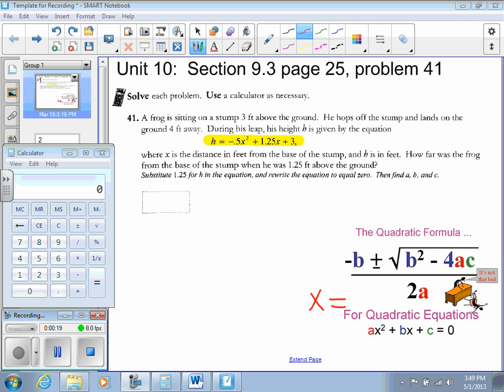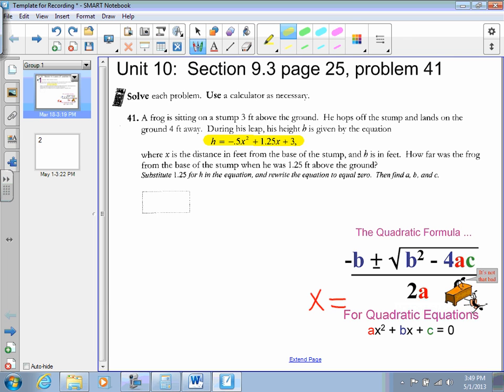Then it says where x is the distance in feet from the base of the stump, and h is in feet, h being the height. So let's go ahead and highlight those as well. So we've got x is the distance in feet from the base of the stump, and h, our height, is in feet.